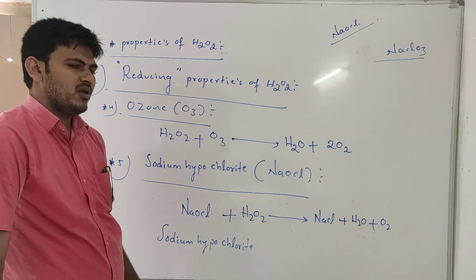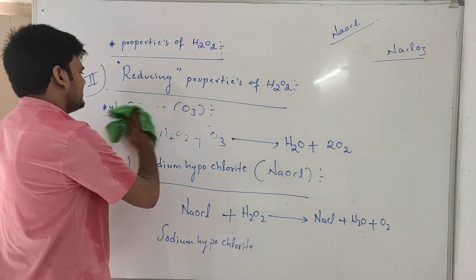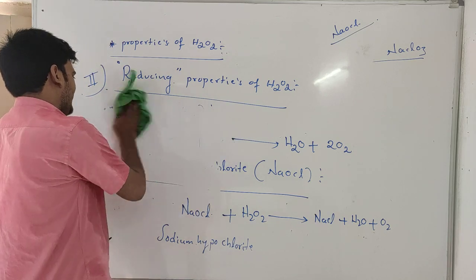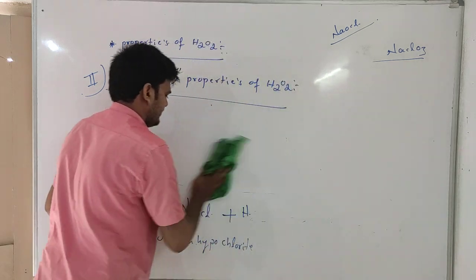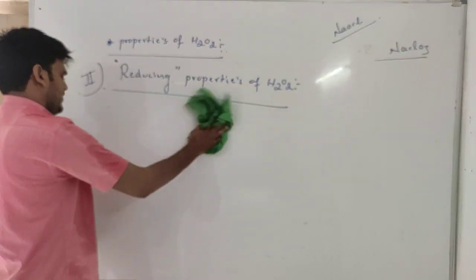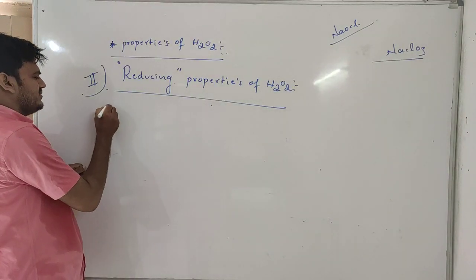Next to sodium hypochlorite, disilver oxide, formula Ag2O. And next, the sixth property: reaction with lead dioxide.